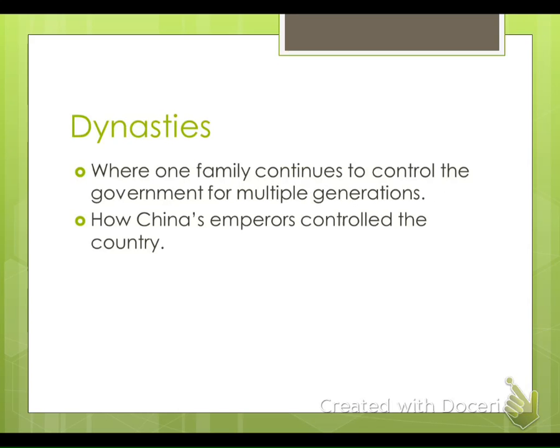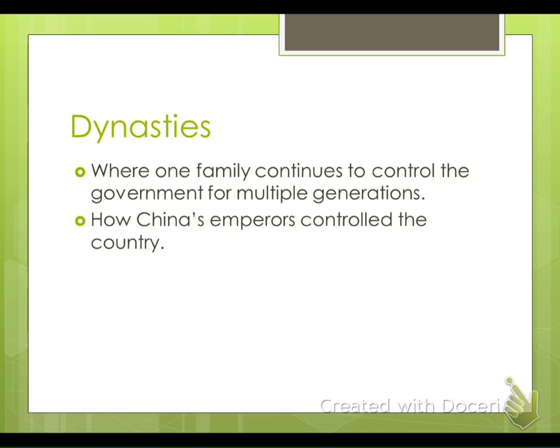The next term that we have is dynasties, okay? This is where one family continues to control the government for multiple generations. So that means that I have a son. When I die, he takes over for me. Then when he dies, his son takes over. If they have daughters and don't have sons, they usually try to marry them off into other leaders and bring their sons into the fold. That way they continue the dynasty.